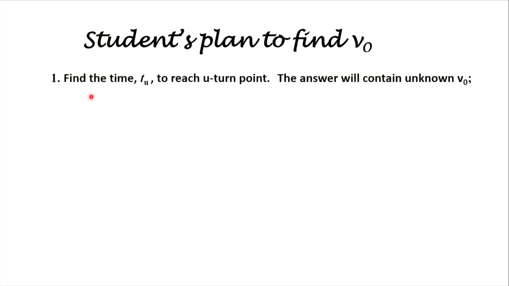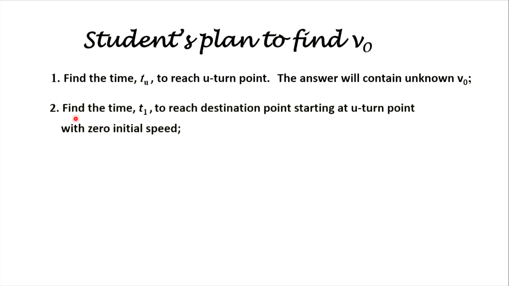As a first step, she suggested to find the time to reach the U-turn point. The answer will contain a known speed v0. Second, to find the time to reach the destination point starting at the U-turn point with zero initial speed. Next, she took into account that the sum of these two times should be equal to the time given in the problem. And solving this equation, we can get the value for v0.